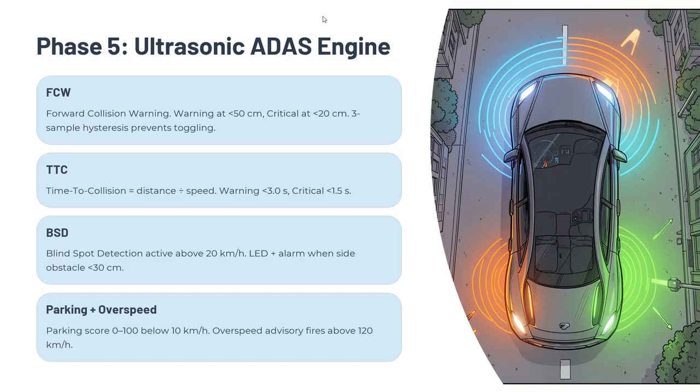And now let's talk about the magic feature, the ADAS safety engine. First, we have forward collision warning. If a car ahead is less than 50 centimeters away, the system calculates the time left before impact and sounds an alarm. Second, we have blind spot detection. When you are driving fast, if an obstacle sneaks up on your left or right side within 30 centimeters, a warning light immediately alerts you. We even added a parking score to help you park safely when driving under 10 km per hour.